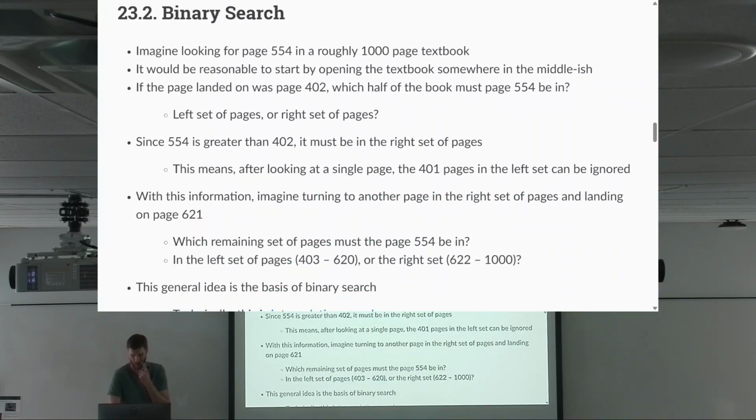Now, binary search. So if I'm looking for page 554 in a roughly 1,000 page textbook, it would be reasonable, like, does anyone in here have a textbook with them? You do? Grab it. Oh, perfect. Classics of Western Philosophy, 8th edition. All right. How many pages are in here? Over 1,000. Okay. I want to find page 700. How do I do that?